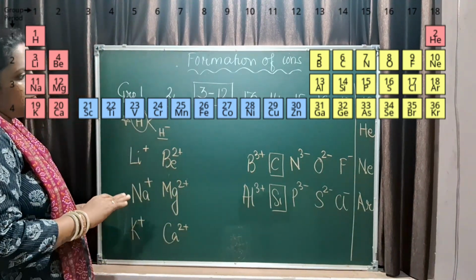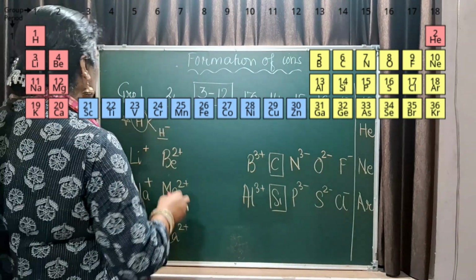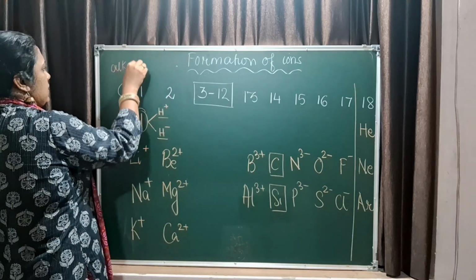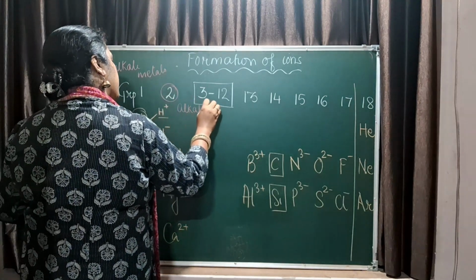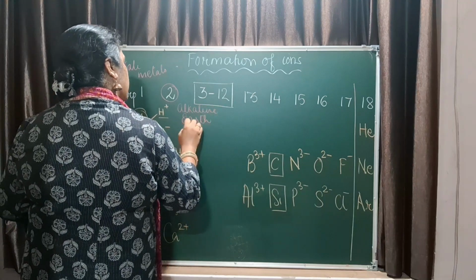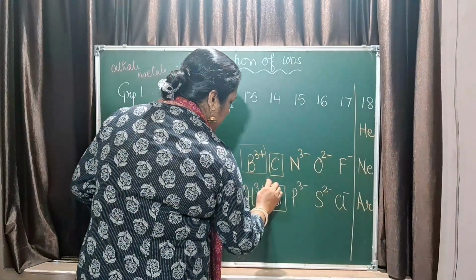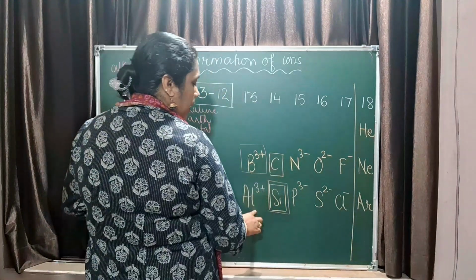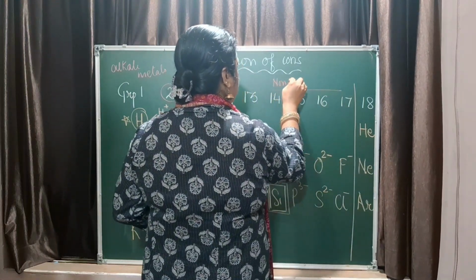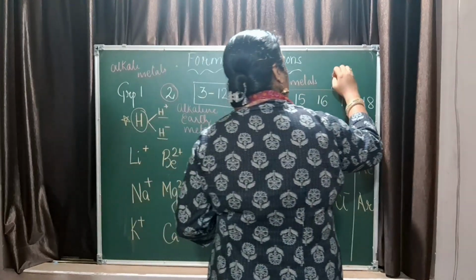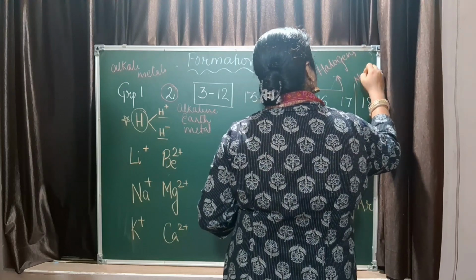Now what do you observe? After seeing all the ion formation on your screen, what do you observe? Now you know that group 1 is alkali metals. Group 2 is alkaline earth metals. Group 13 is also metal. Silicon is a metalloid. Aluminium is a metal. Then here you have got non-metals. You have got halogens here, that is group 17 is called halogens, and group 18 is the noble gases.